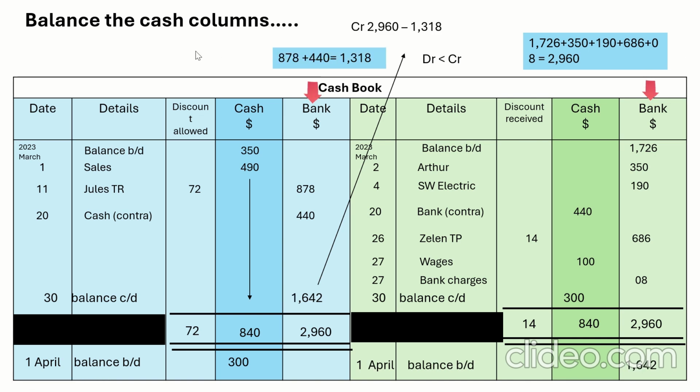Take a few minutes to self-check your answers. Now we are done with the 3-column cash book, which involved discount allowed and discount received. Both of them are cash discounts, cash transactions and bank transactions.